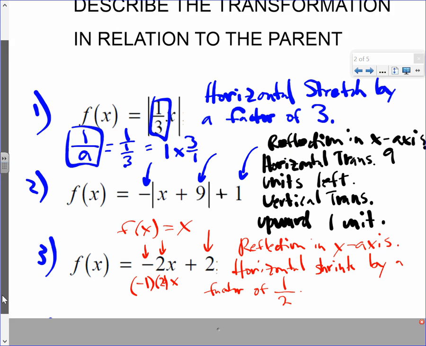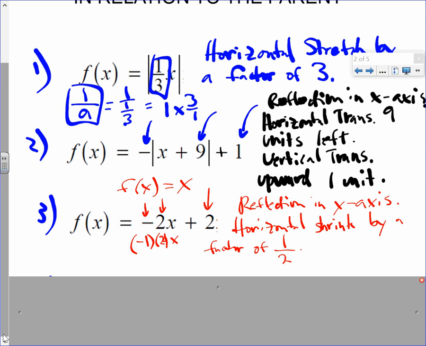Last thing now. The plus 2. What's that going to do? It's going to shift up by 2 units. Vertical translation upward, 2 units. You guys are awesome. I underestimated you guys. You guys are digging in. I love it.